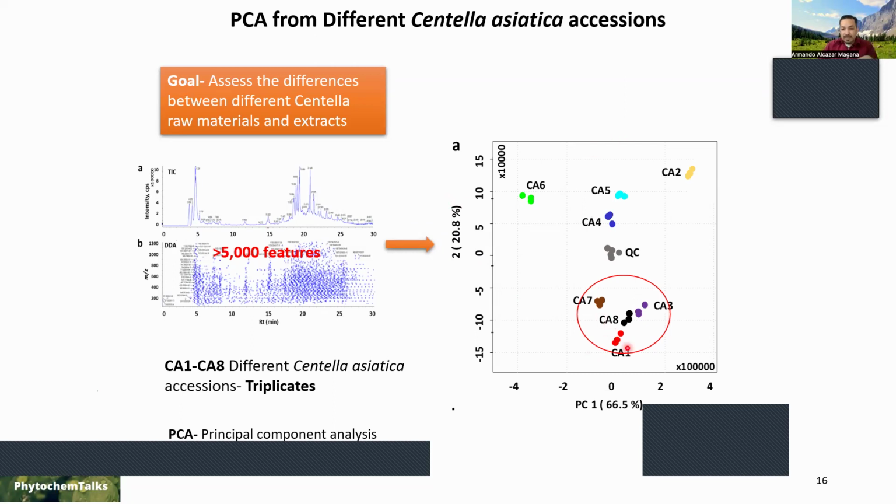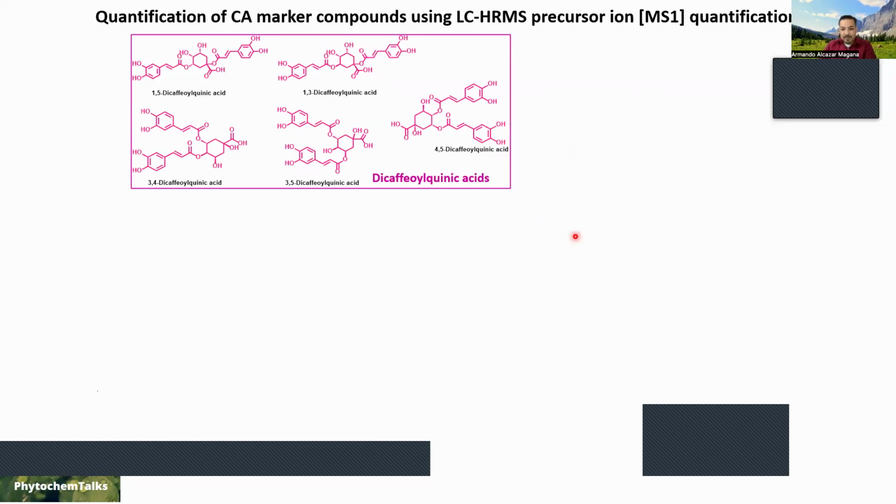In this case, we have 8 different plants. I mean, Centella asiatica, 8 different, but from 8 different locations. The ones that are here in the red circle are from Oregon. We have one from India, one from Ecuador, one from Peru. And so they look quite different, and they have different phytochemicals.